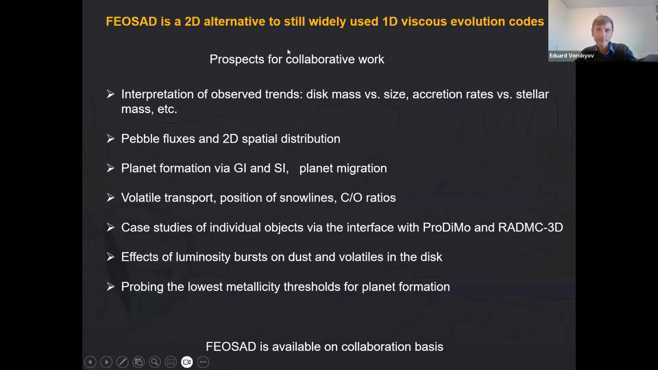This is my final slide. We can use FEOSAD for instance for long-term simulations and see the trends. Try to explain the observed trends between the disk mass, size, accretion rates versus stellar mass. FEOSAD can be used for that. Then we can study pebble fluxes, the spatial distribution of fluxes.